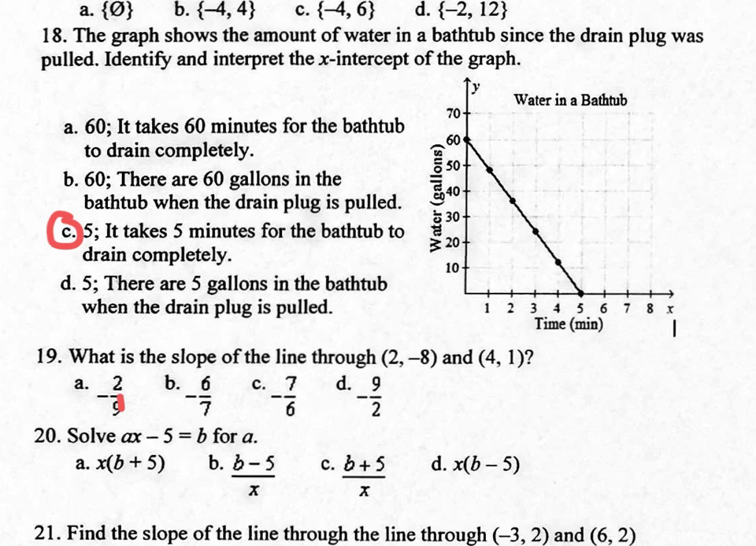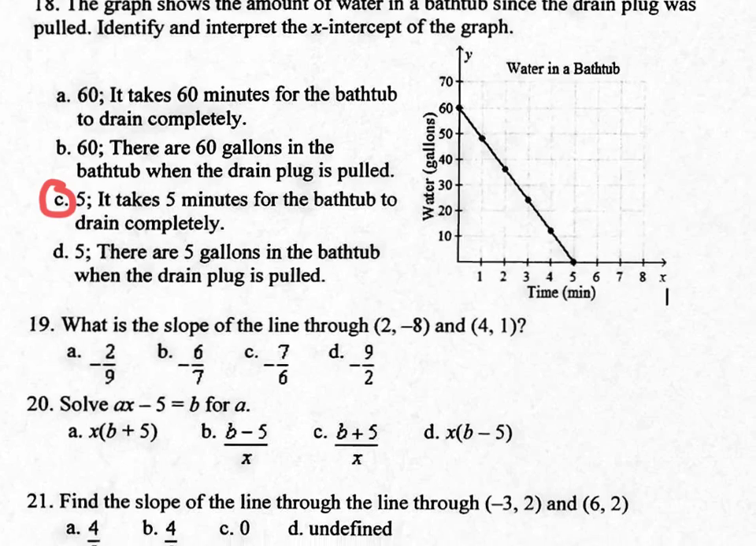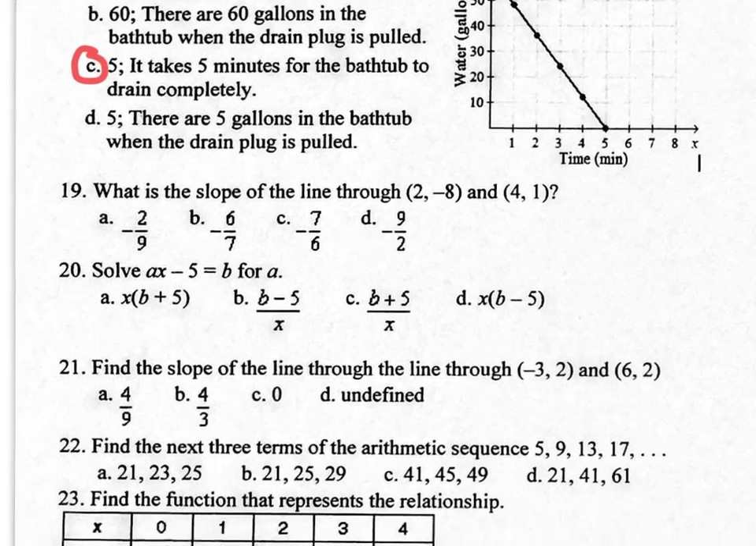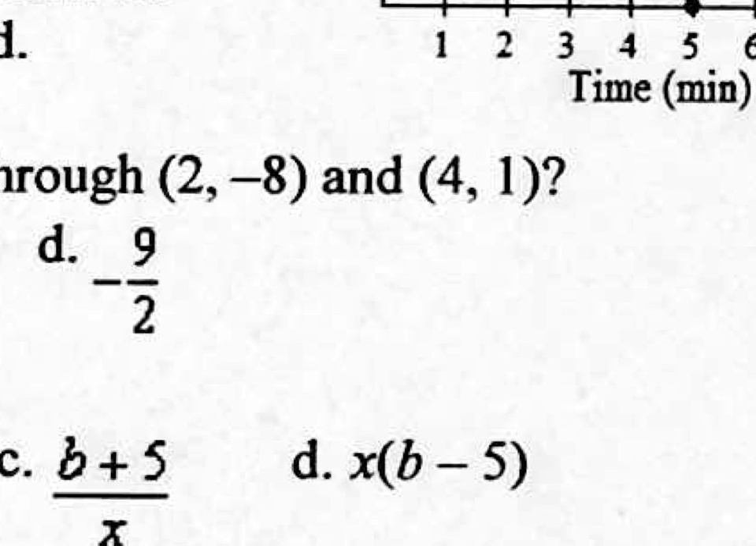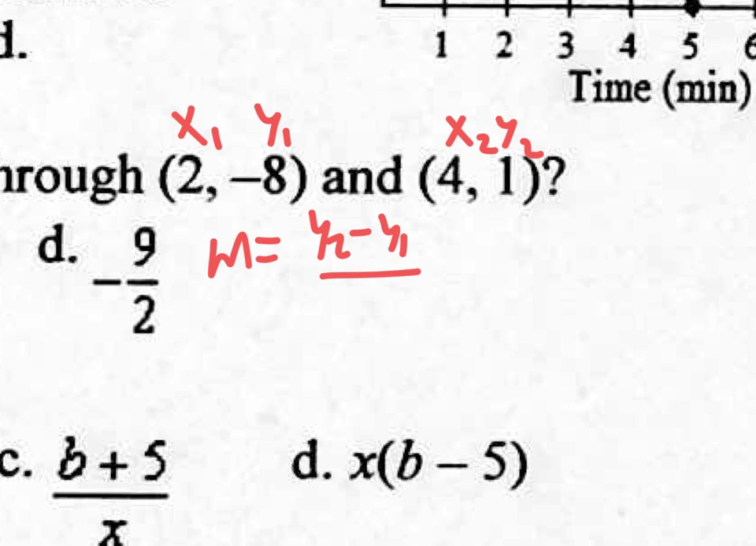Number 19 says the slope of the line through those 2 points, what is it? Well, you got to find it using the slope formula. And once again, the slope formula, you got to name these guys x and y, and the only way to tell the difference is to put a 1, 1 from your first point and a 2, 2 from your second point. That way you could use the formula m equals y2 minus y1 over x2 minus x1.